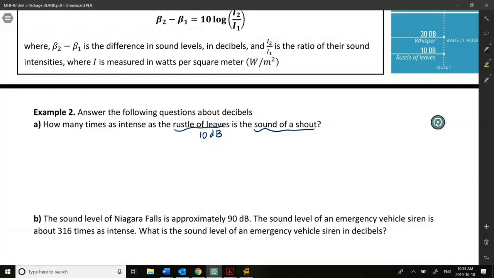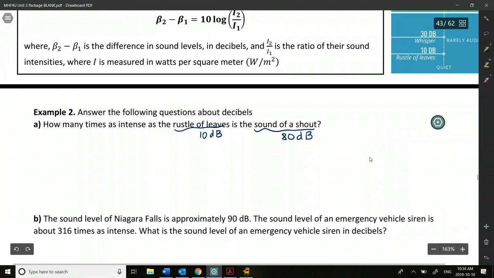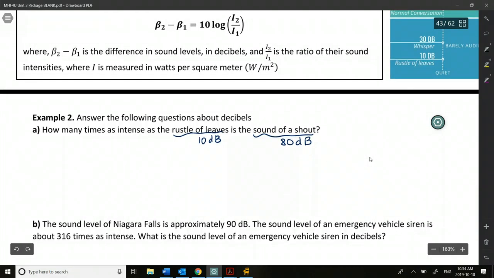Are these charts going to be on the test? If I want you to use the chart, then I'll put it on the test, or I'll just give you the decibel levels in the question. These equations will be on the test, yep. You just need to know how to use them.